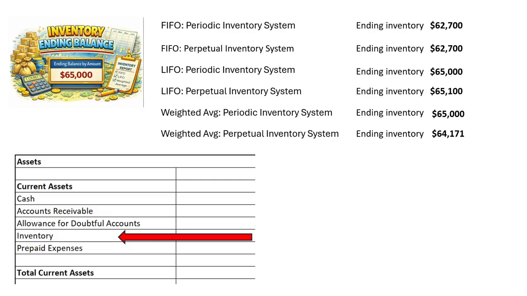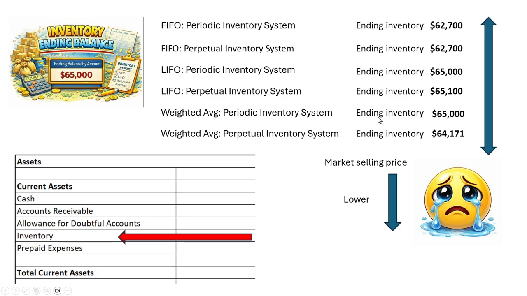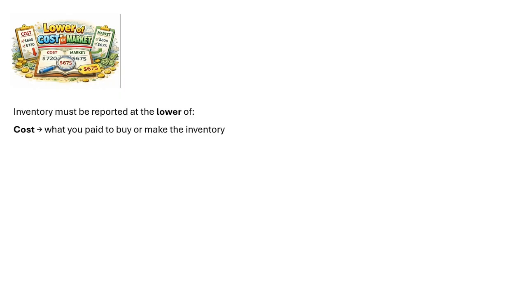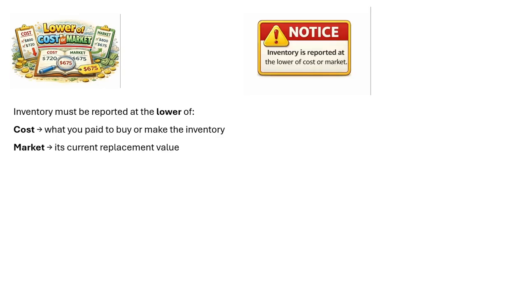What if the market selling price is lower than our ending inventory cost? In this case, we can't sell. Assuming, for example, we have a product costing $10, but it's selling in the market for $9. In this case, we will not be able to sell our product because customers can find it at a lower price in another place. Here we use the lower of cost or market. Inventory must be reported at the lower of cost, what you paid to buy or make the inventory, and the market, its current replacement value.